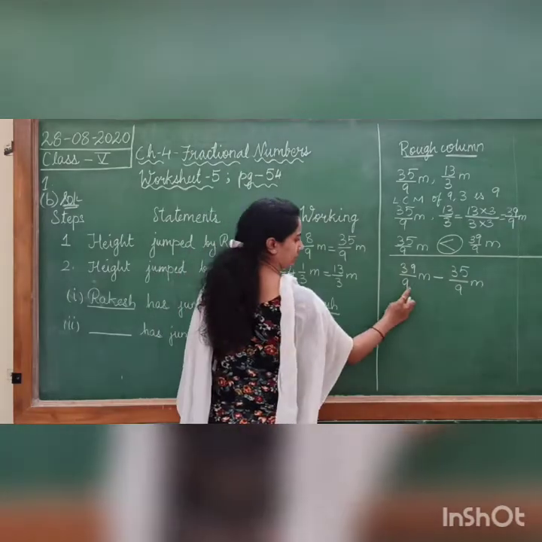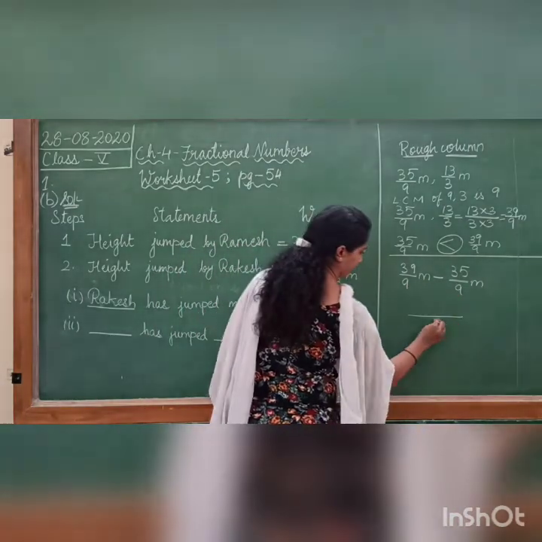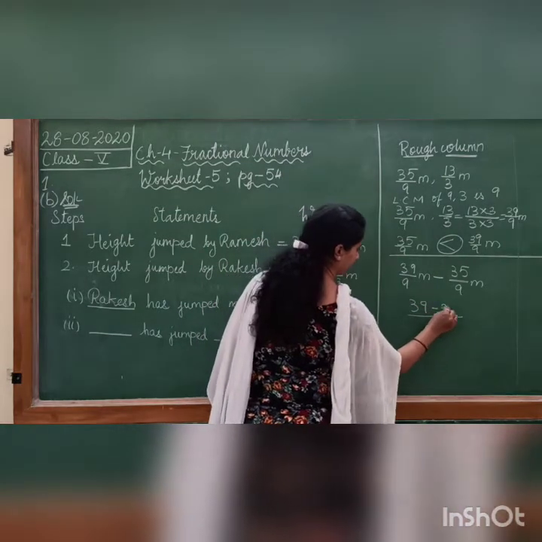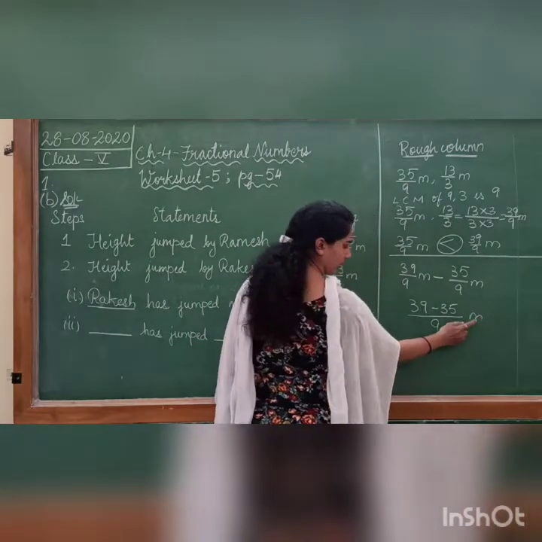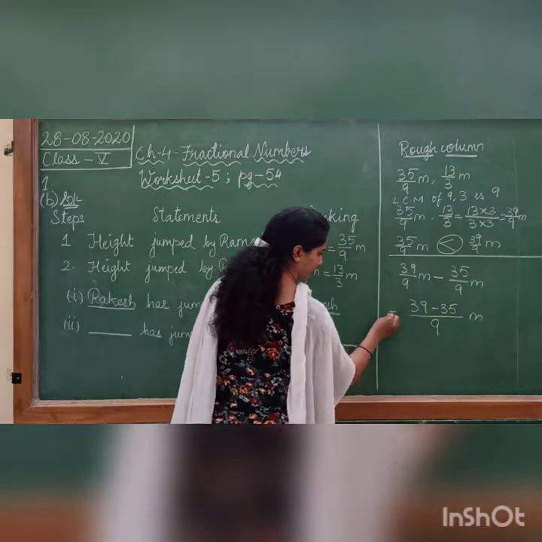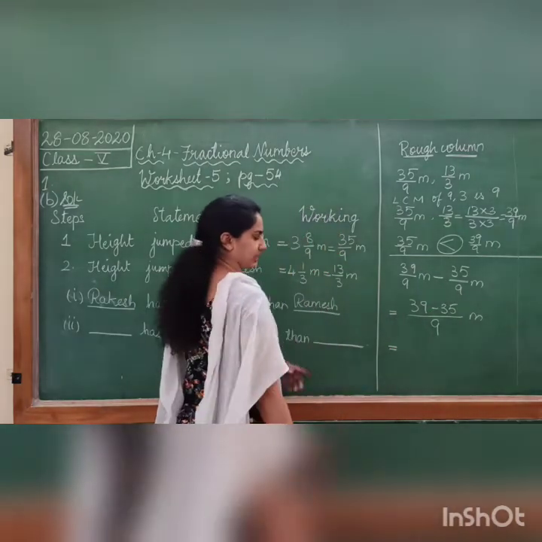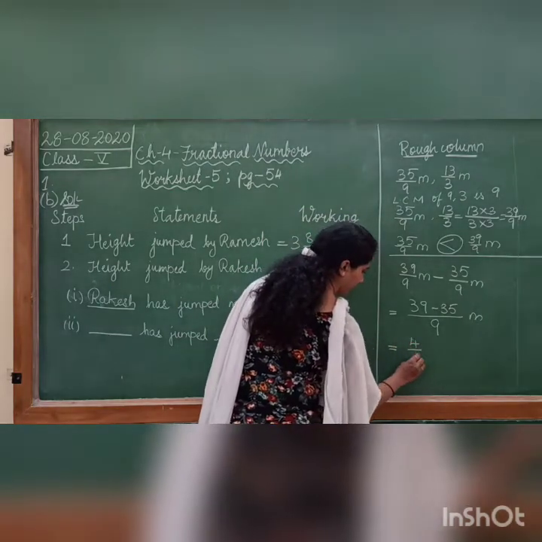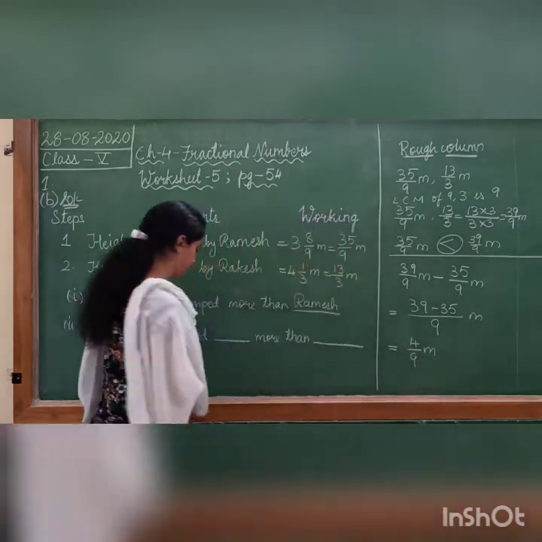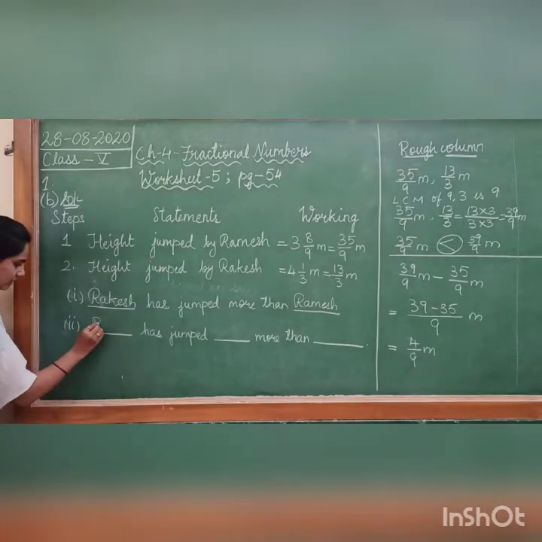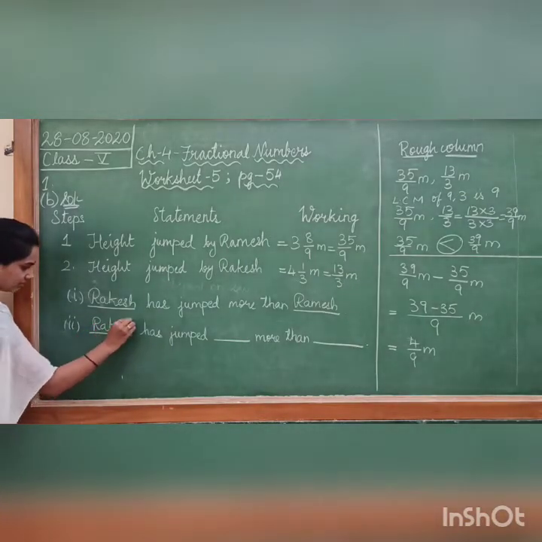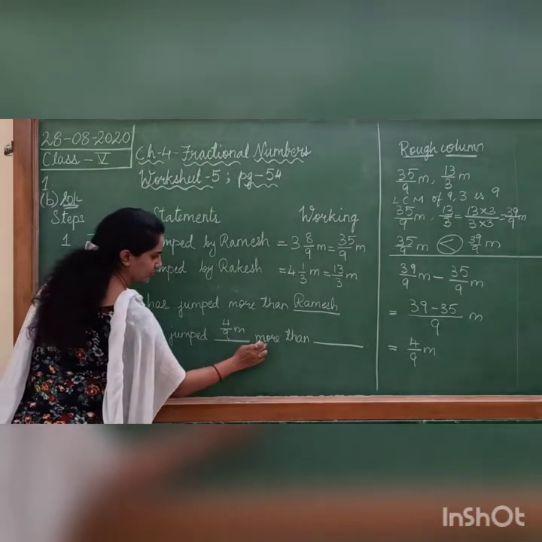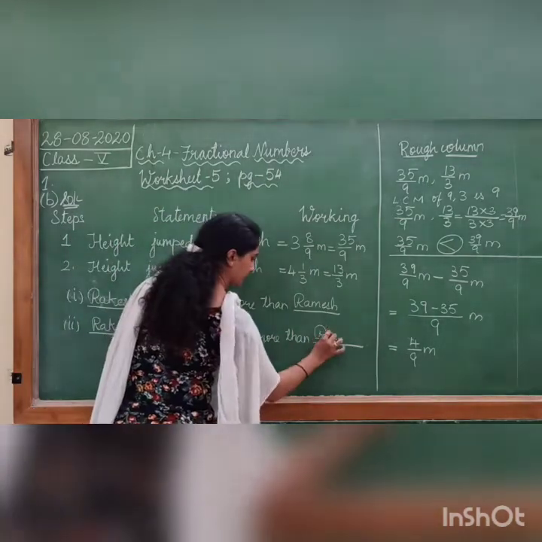So I subtract, denominators are same. Write down the common denominator and subtract the numerators. Do not forget to put the units. For height, here units are given as meters. 39 minus 35 is 4 by 9 meters. So we write, Rakesh has jumped 4 by 9 meters more than Ramesh.